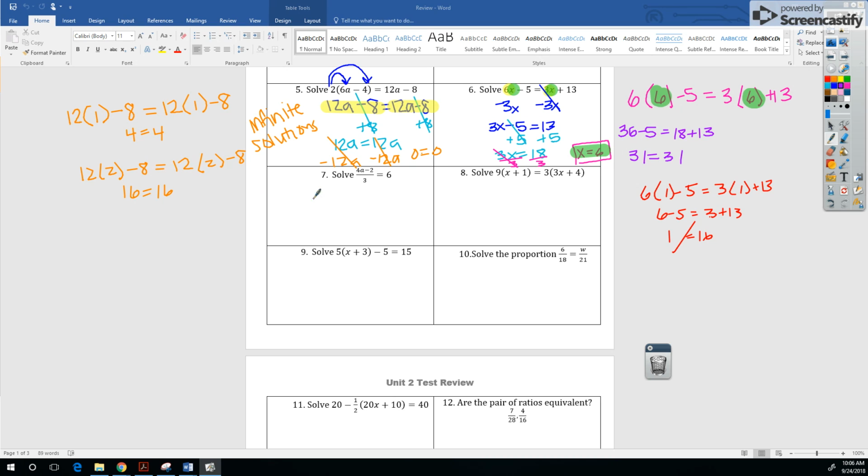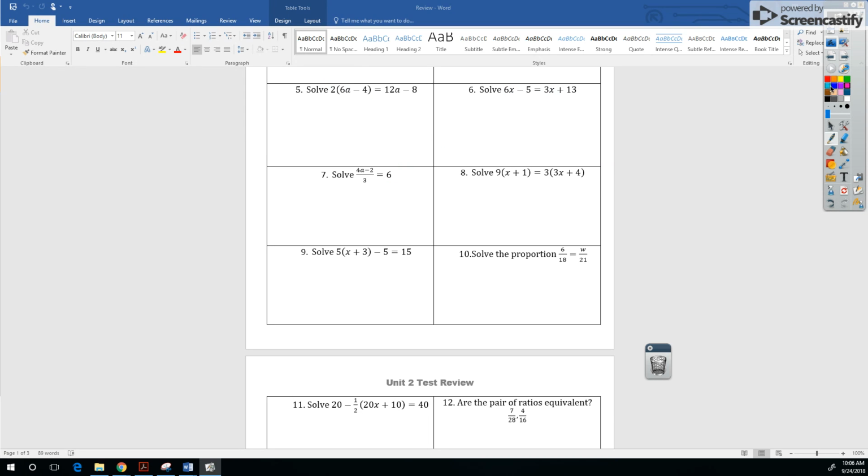Okay, moving on to number 7. I see a lot going on here. I have division, I have subtraction, I have multiplication. So I've got to move from the outside in. I want to get the a alone. Let me erase this stuff so you can see a little bit better. So the first thing I'm going to do is multiply by 3. 3 divided by 3 is going to be 1. I'm left with 4a minus 2 equals 18.